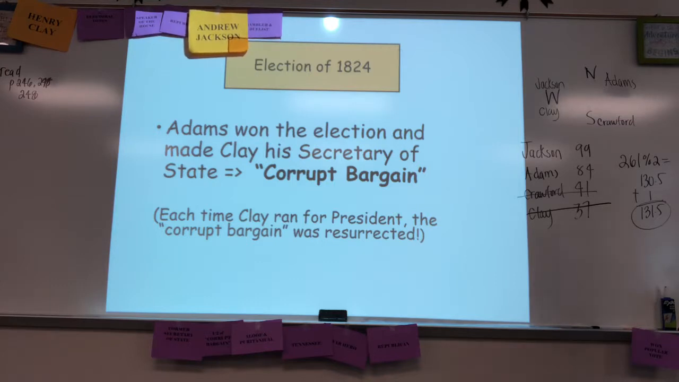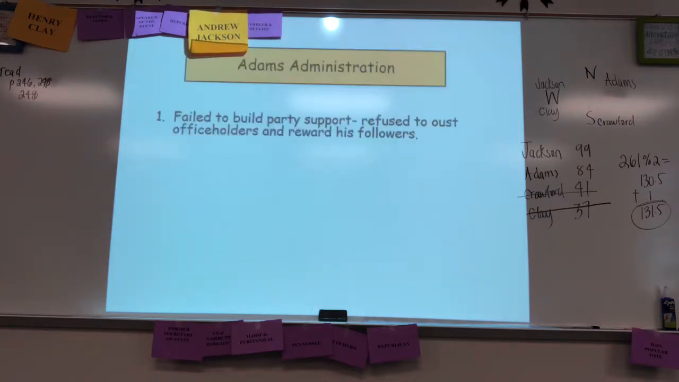Do you think Clay is ever going to win the presidency? No, because who is going to get so upset? Jackson. And Jackson is going to make sure everybody knows about this corrupt bargain. And so what will occur? Adams will become president. And I know it says, why was Adams unpopular as president?